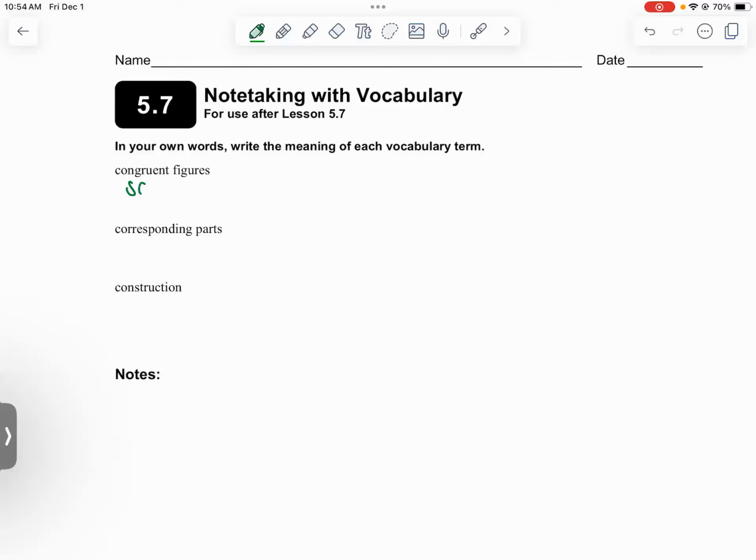Okay, we're the same size and we're the same shape. And so what did you say? Each measurements are equal, right?